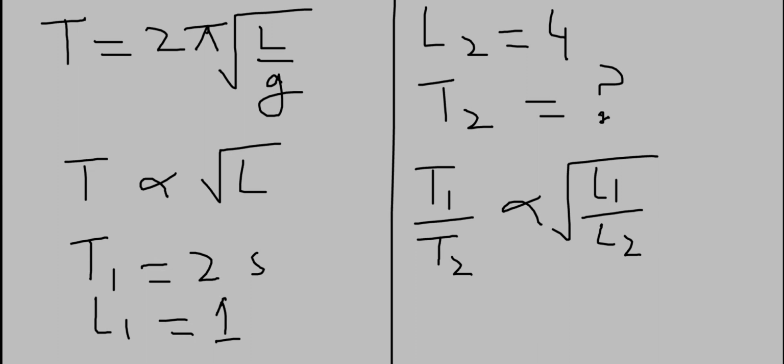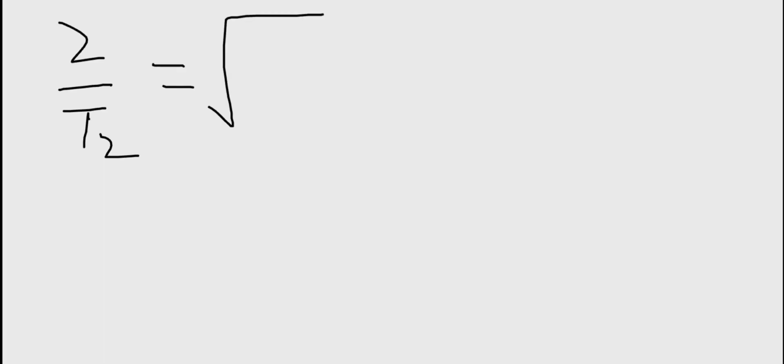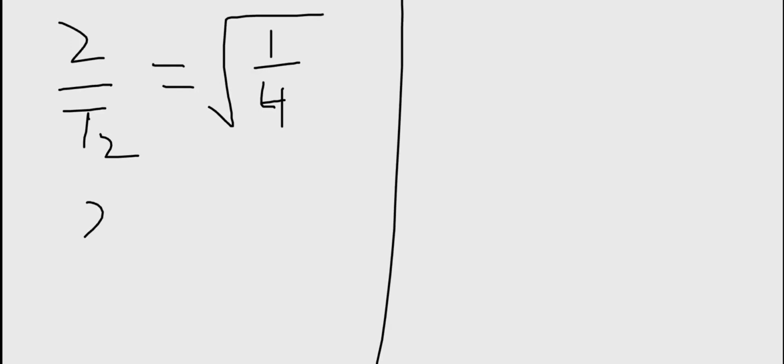So by putting the given values, T1 is 2 seconds, L1 is 1 meter, and L2 is 4 meter. 2 seconds divided by T2 is equal to under root L1 upon L2, which is 1 meter upon 4 meter. So 2 upon T2 is equal to the square root of 1 is 1 and the square root of 4 is 2.